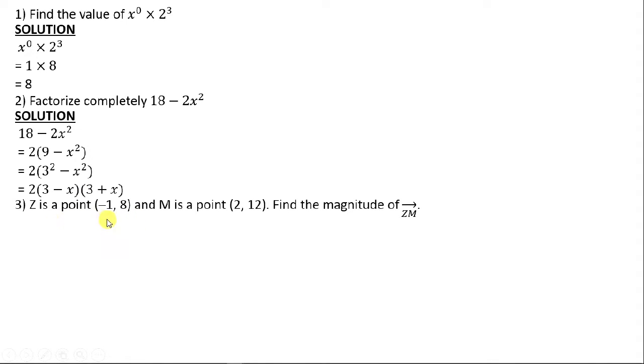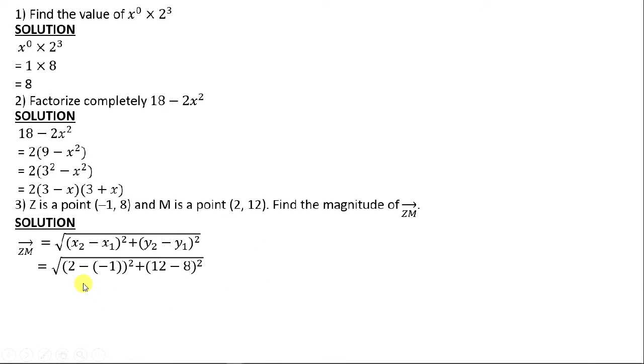Question 3. Z is a point negative 1, 8, and M is a point 2, 12. Find the magnitude of the vector ZM. Now, when you are asked to find the magnitude, it is the same as the distance. So what we are supposed to do is to get the difference in the x and then get the difference in the y. So we are going to call this one x1, we'll call that one y1, we'll call this x2, and then we'll call that y2. So we'll say 2 minus negative 1 and 12 minus 8.